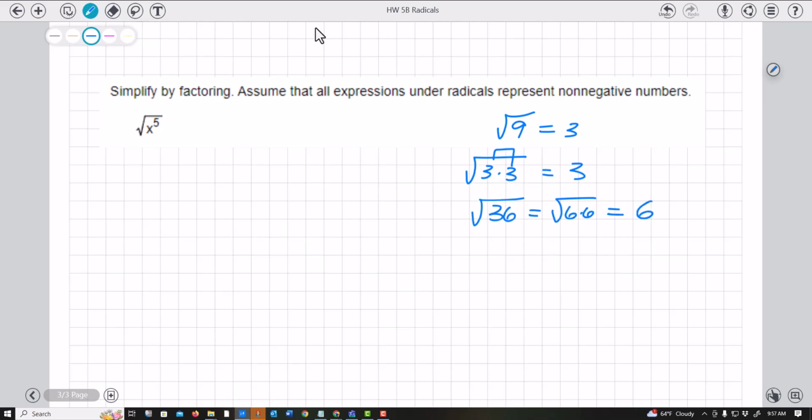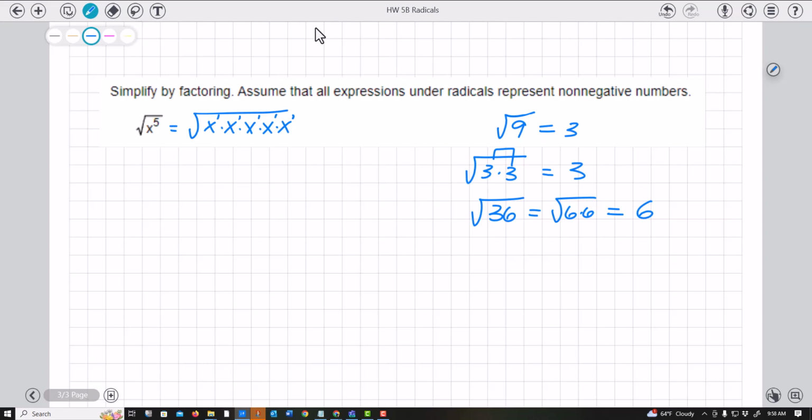Well, the same thing happens with variables. So if I rewrote this as 1, 2, 3, 4, 5, because remember these would all be powers of 1, and when you multiply with the same bases, you add the exponent. So convince yourself that that is x to the 5th.